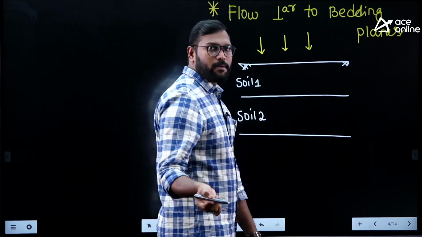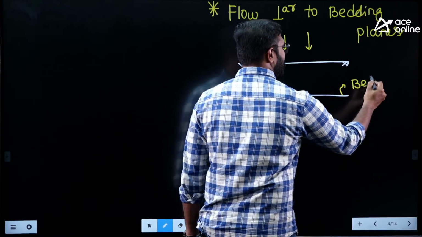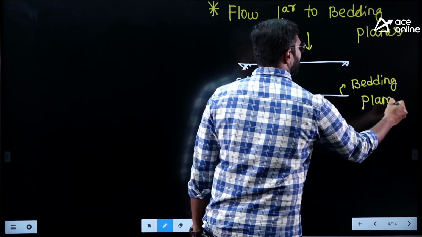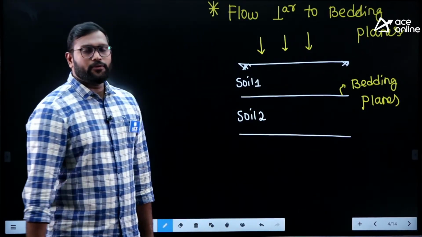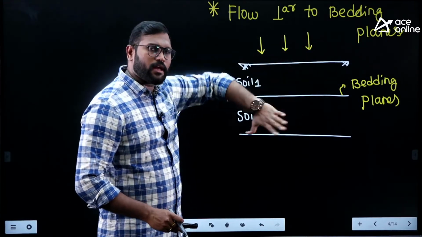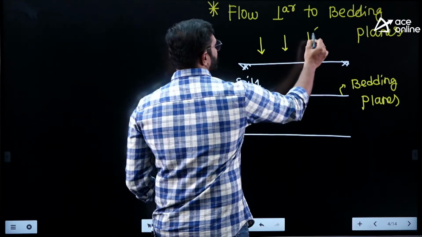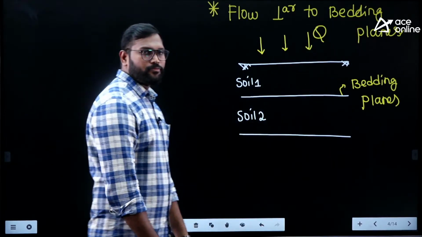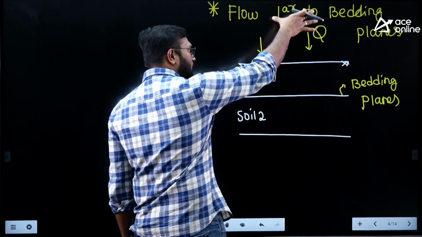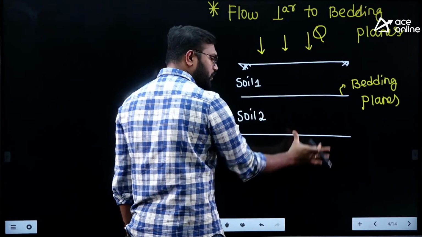Flow perpendicular to the bedding plane, what is the bedding plane? The interface between the two layers. This is the bedding plane. Now you tell me, is the flow going to happen simultaneously or one after another? One after another. Let's say some flow rate Q passes through the soil. When the flow is perpendicular to the bedding plane, this entire flow has to travel first through soil 1, then from there to soil 2, and then it comes out.